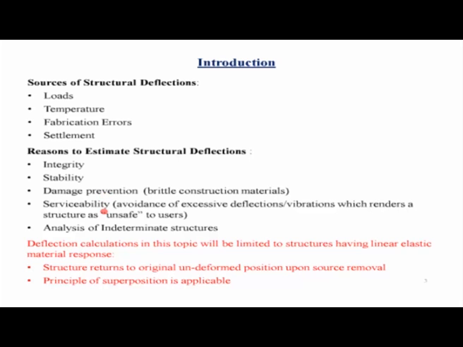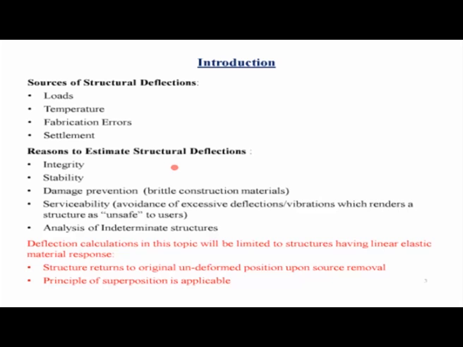Regarding serviceability, you need to avoid excessive deflections and vibrations in structures, because it will make the occupants or users of those structures feel unsafe. And finally, as I said, there are indeterminate structures whose deflections and analysis will not be covered in this lecture, but we can calculate the internal forces in these indeterminate structures by calculating the deflection of the statically determinate structures, which is a precondition for analysis of indeterminate structures.